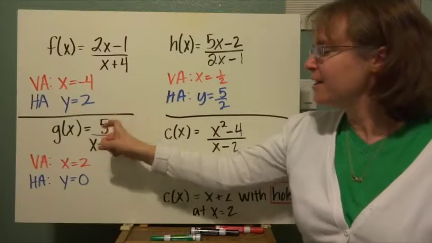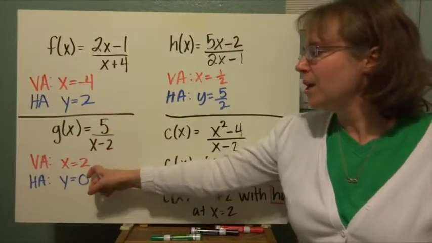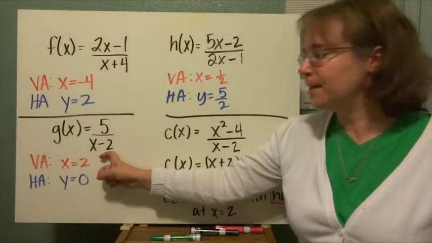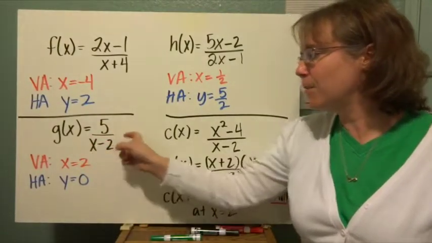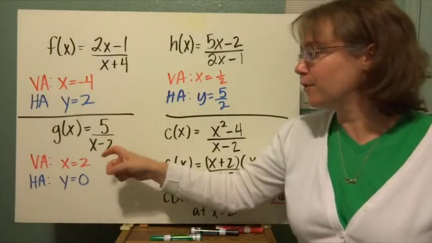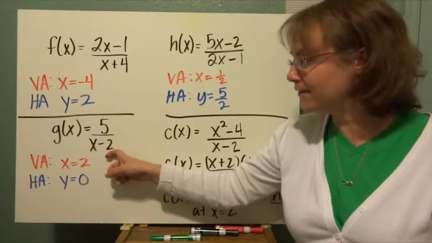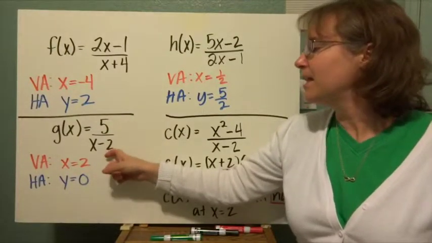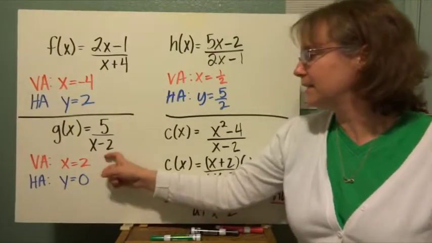G of x equals 5 over x minus 2. My vertical asymptote, when the denominator is 0, is x equals 2. Horizontal asymptote, as x gets very positive or very negative, that denominator gets really, really big, 5 over a really, really big number or a really, really large negative number, then I know that that's going to be close to 0. So my horizontal asymptote for this is 0.